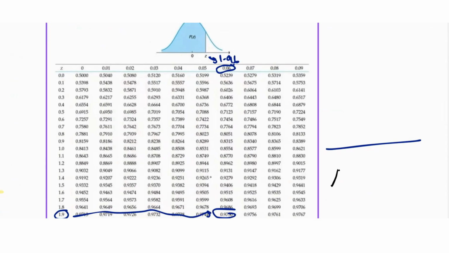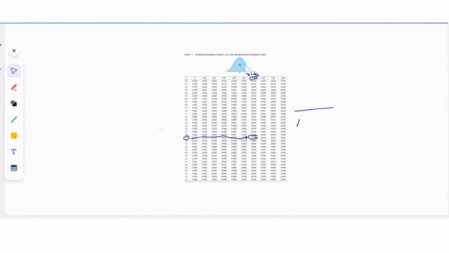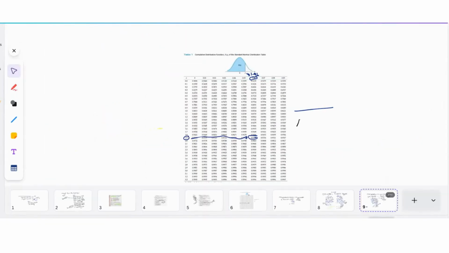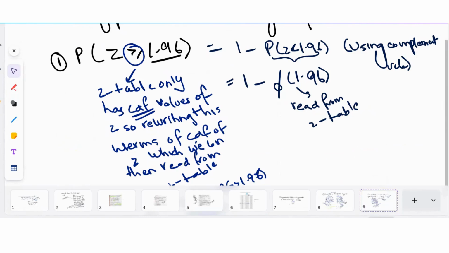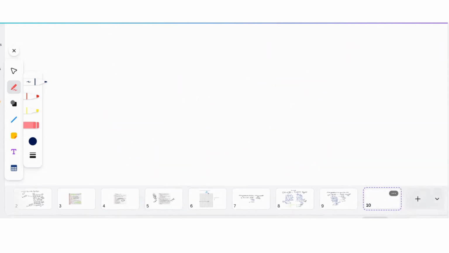So the table that we're using is giving us CDF values for positive values. You read up to the first decimal place from here, and then the second decimal place is read from here. So 0.975, right? Going back to this, we read this as 0.975. So this is 0.025.